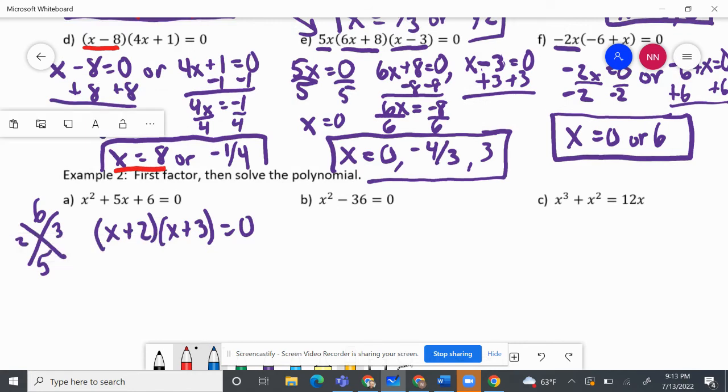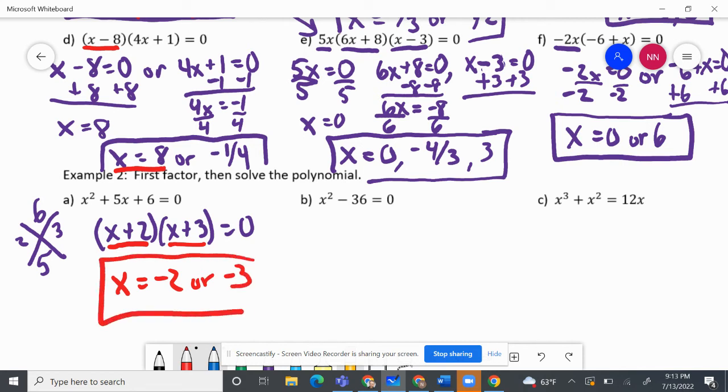Now, when we're looking at this, that means that the opposite of 2 would be negative 2, and the opposite of 3 would be negative 3. Now, just to verify that we did this correctly, if you were to plug in a negative 2, plus 2 gives us a 0. If we were to plug in a negative 3, plus 3 gives us a 0. So those two are correct.